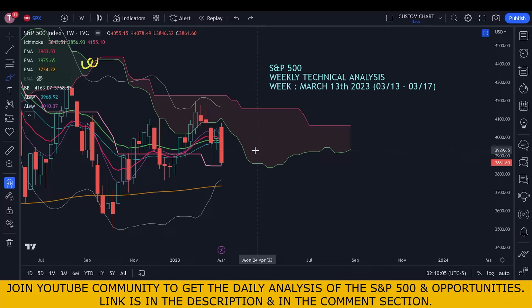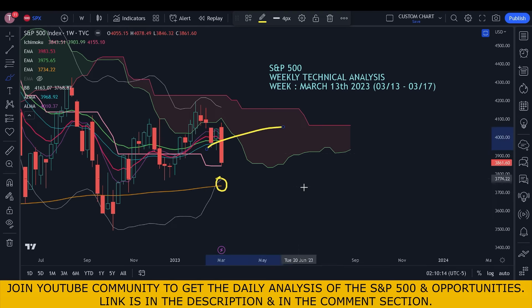Now let's talk about what is happening to the technicals. First comes the Bollinger Band. This is the lower band of the Bollinger Band, and this is the median. Because the S&P 500 has closed on the weekly chart in between the lower band and the median of the Bollinger Band, the S&P 500 is clearly bearish through the Bollinger Bands on the weekly chart.